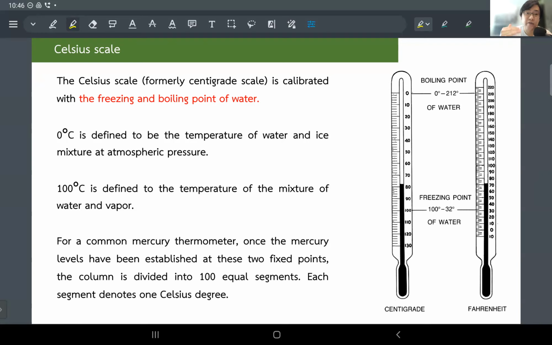So that's why they set the freezing point to be, let's call it 0. The boiling point, let's set it to 100, and then you'll be done with the Celsius scale. All right. But that's not what it is nowadays.